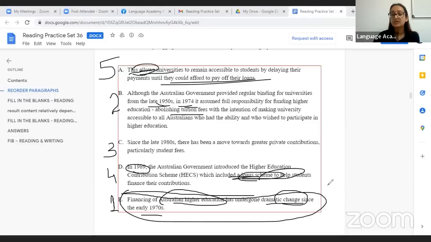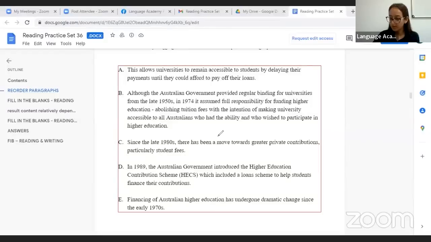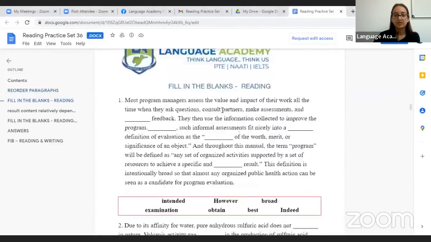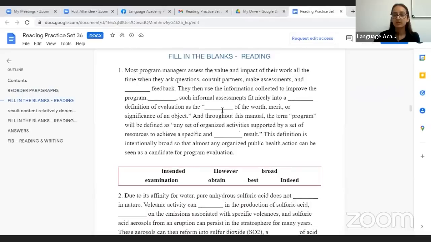This class finishes at 8:30 according to Sydney time. Right, so these were all the questions that we had to do for reorders today, and now we have to start with reading blanks. So here comes our first question, and you have 2 minutes for this. Please post your answers once you have done.